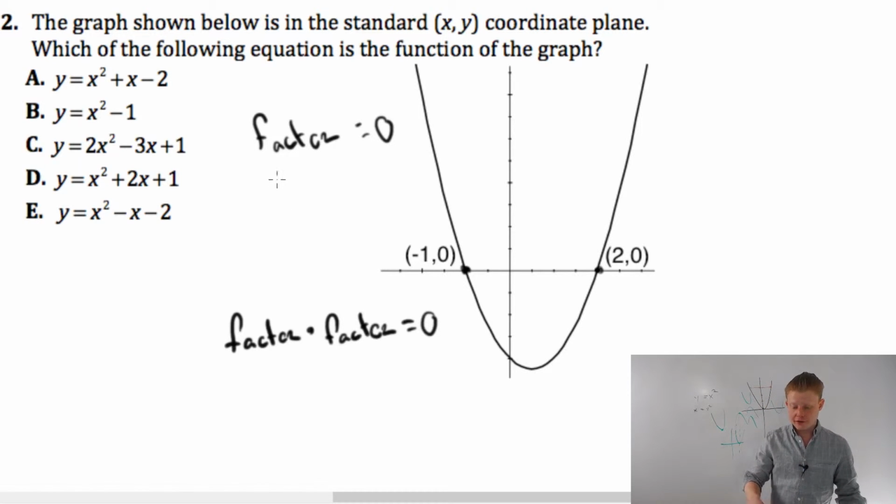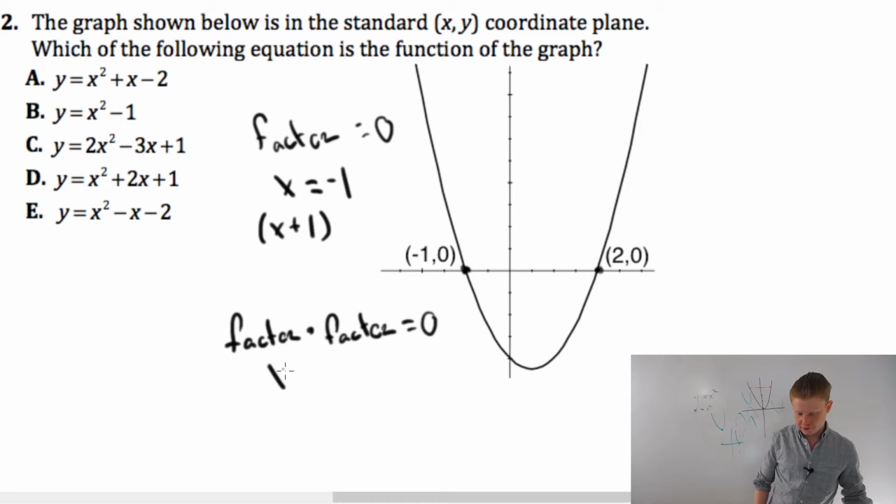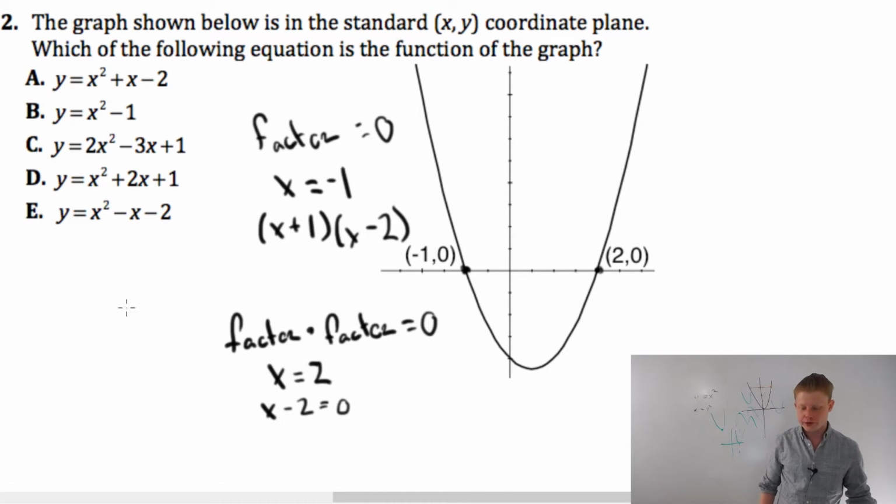In this solution, x is equal to negative 1. That means our factor, got to get it back equal to 0, will be x plus 1. Same thing on the other side. Our solution is x equals 2. Our factor is x minus 2 equals 0. Sorry for jumping around on the screen. I'm not the best at this stuff yet. All right. So now how do we find our equation?